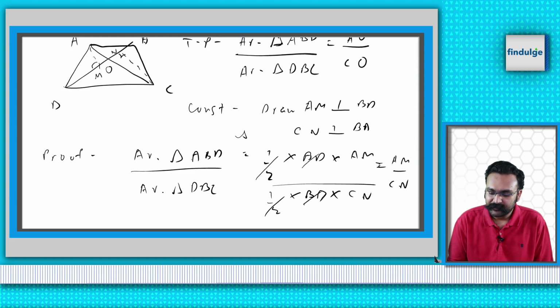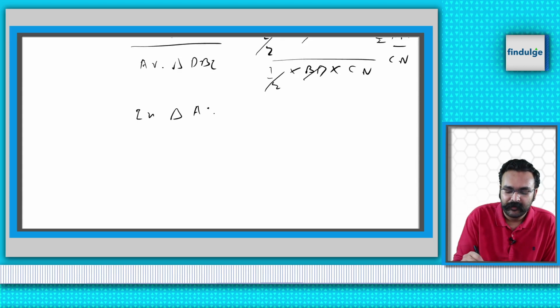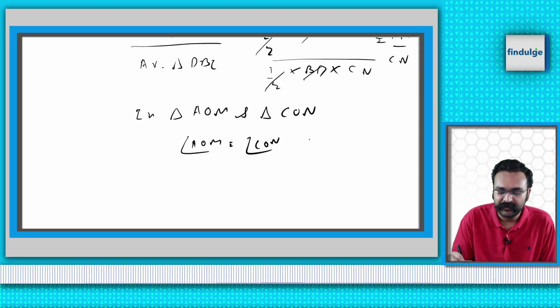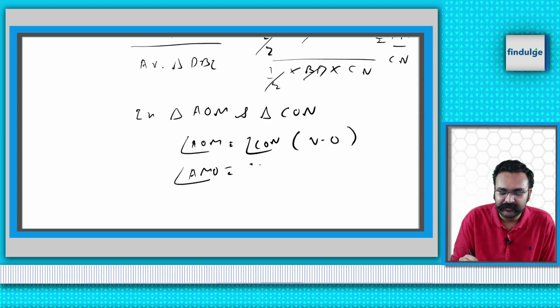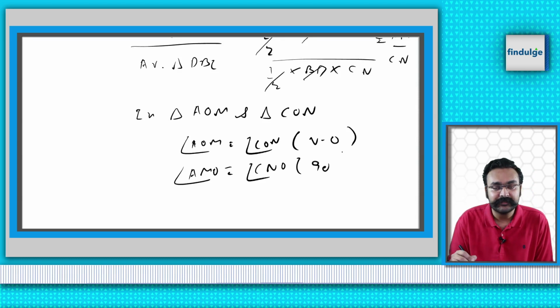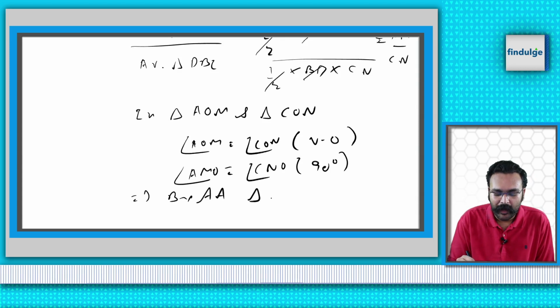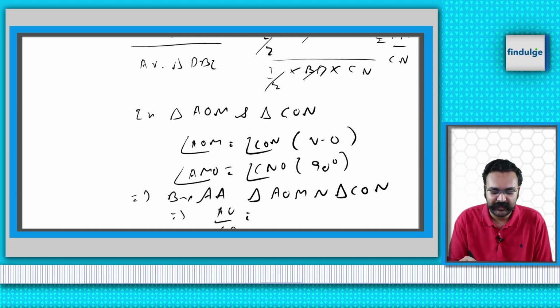So simply writing it out, in triangle AOM and triangle CON, angle AOM is equal to angle CON, vertically opposite angles. Angle AMO is equal to angle CNO, both are 90 degrees, which means by AA, triangle AOM is similar to triangle CON, which means that AO upon CO is equal to AM upon CN.